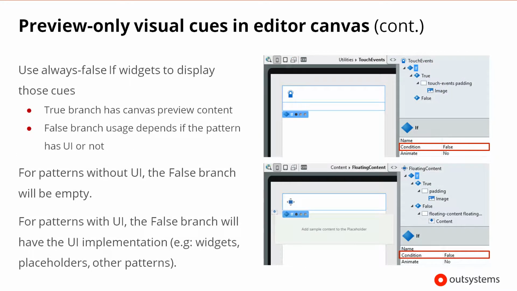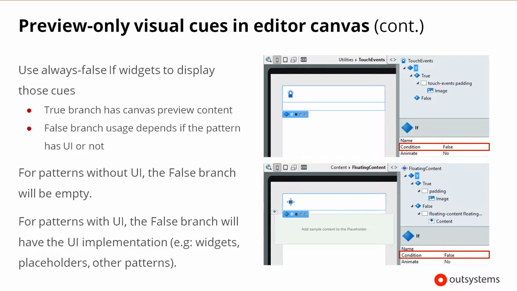The best practice to accomplish this is to use always false if widgets to display those visual cues where the condition is simply false and the true branch has some preview content, such as an icon or image. Since Service Studio always displays the true branch of an instantiated block, when using the pattern, the preview content will be displayed in the editor canvas. Since the if condition is false at runtime, the content displayed is the one defined in the false branch of the if widget. In this case, the end user of the application will only see the content of the false branch at runtime.